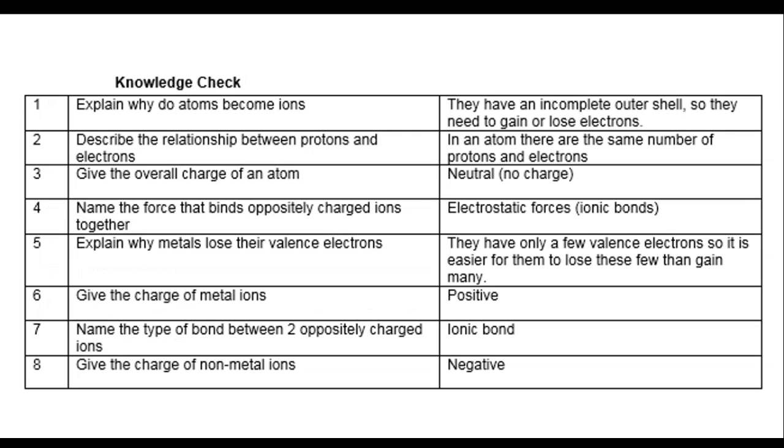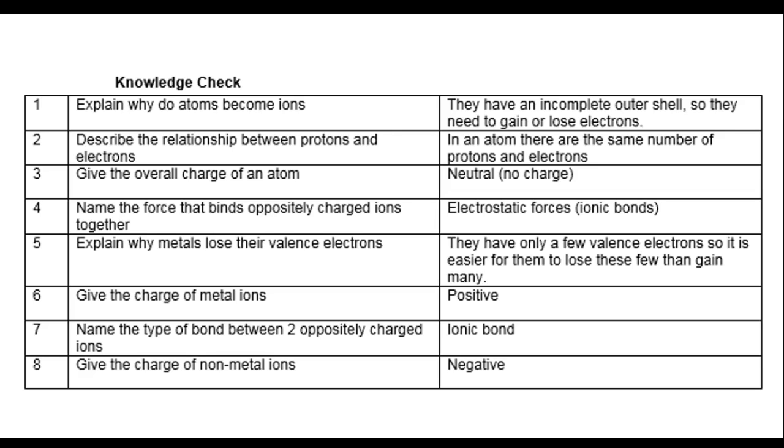Here are the answers. The reason why atoms become ions is because they have an incomplete outer shell, so they need to gain or lose electrons to get a full outer shell. When they get a full outer shell, they become stable. That is what they want to do.